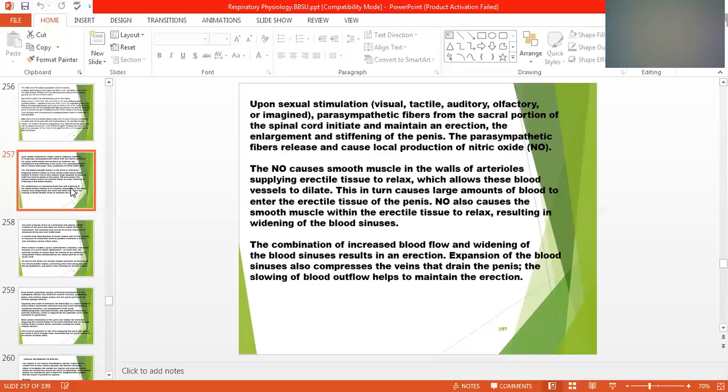The blood which is used in the erectile situation, then this deoxygenated blood will drain out from the veins of this area. The slowing of the blood outflow helps to maintain the erection.